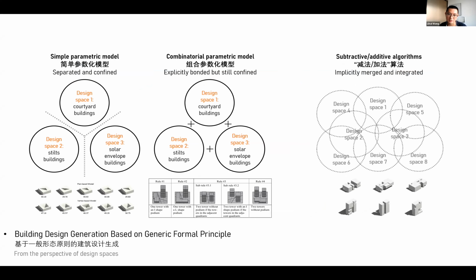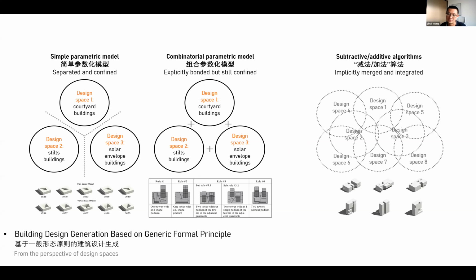Each parametric model actually defines just one design space, specifying only one design strategy, for example, a courtyard or the solar envelope. Then you can use a larger algorithm to combine these algorithms into a combinatory parametric model.